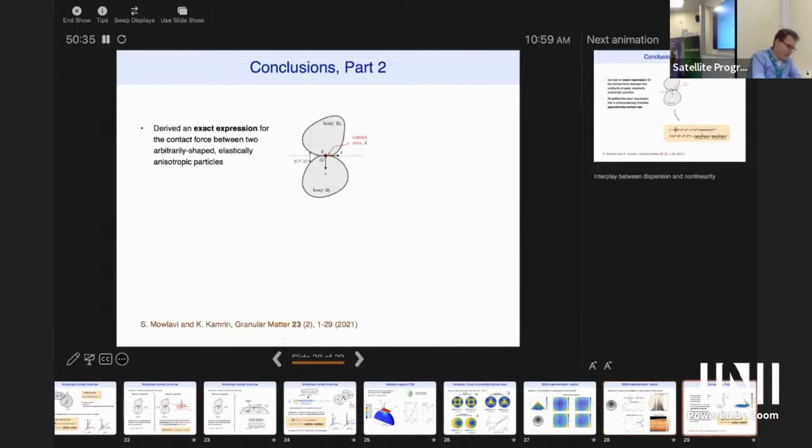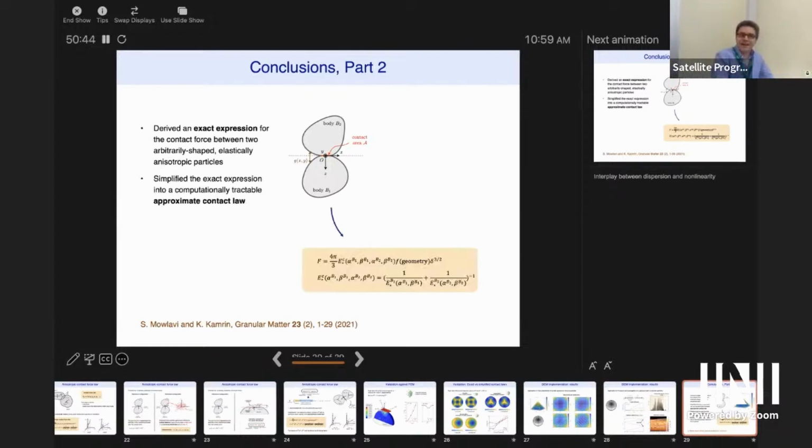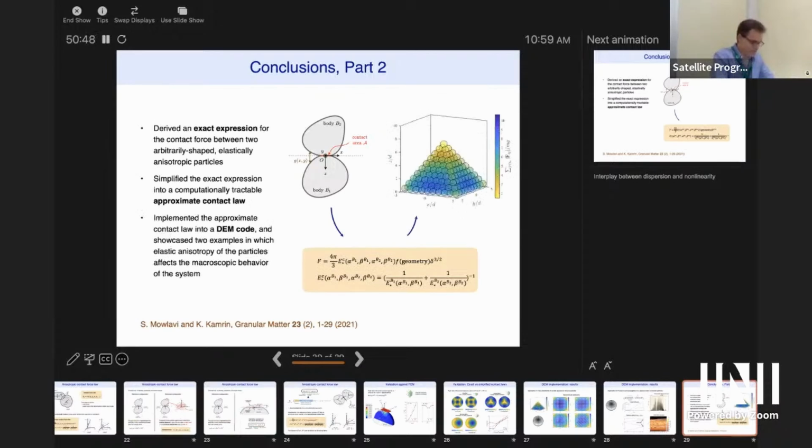So what did I just show you for part 2? We started out with a Green's function representation that was exact but crazy. We simplified it. I showed you very quickly that the simplified solution seems to match the exact well enough. And now we've got something that's actually in a DEM code. It basically uses a lookup table, and it runs just as fast as regular DEM.